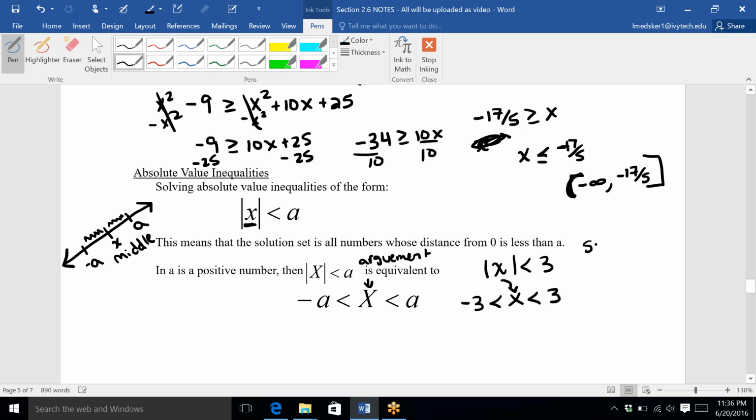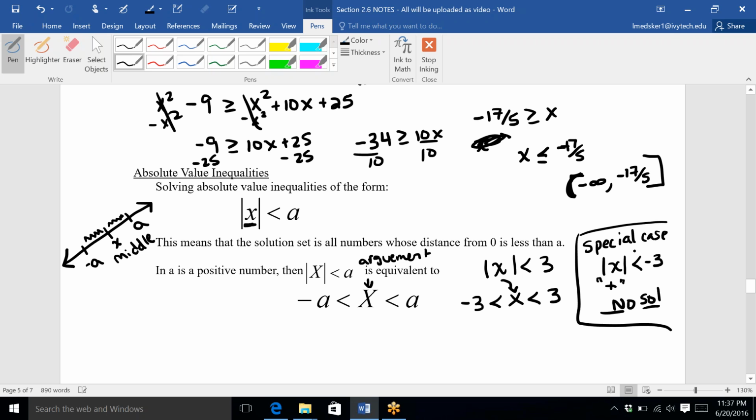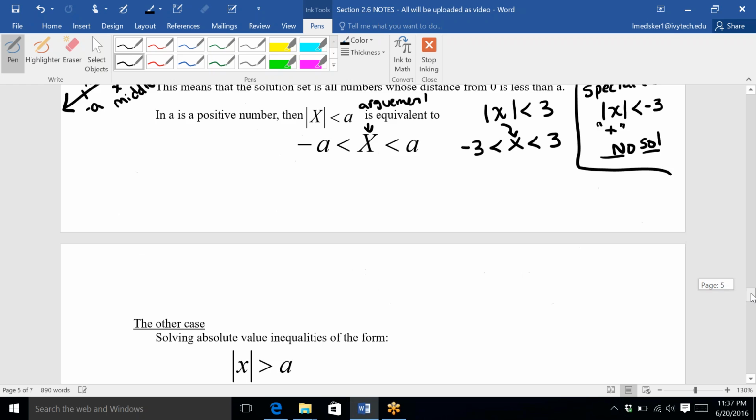There is one special case. If you have the absolute value of x is less than negative 3, absolute value is always positive. So can a positive ever be less than a negative? No. That's just like when we had absolute values equal to negatives. So this case right here is always automatically no solution. That one is just a special case. You do not want a negative to be on the opposite side of an absolute value and a less than.